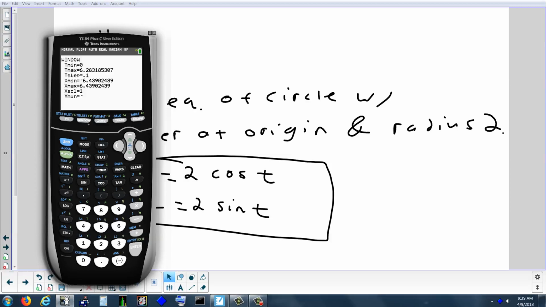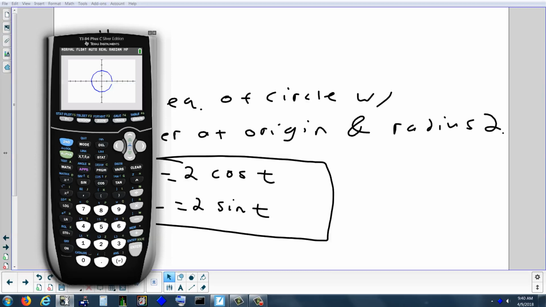Now, let's back the t-step down a little bit. Let's go to 0.2. So now it's going to count in increments of 2/10. I think it still looks pretty good. Let's go to 0.5. What do you notice now? Yeah, it looks like it has sides, because you're plotting a point when t equals 0, 0.5, 1, 1.5, 2, 2.5, all the way up to 6. But then the next one would be 6.5. Well, we're supposed to end at 6.28, so now we've got a pretty big gap.